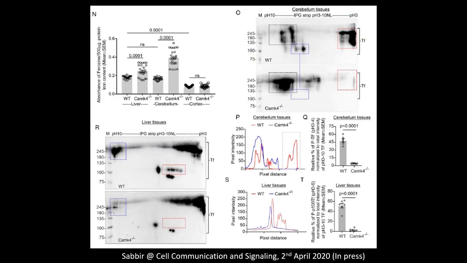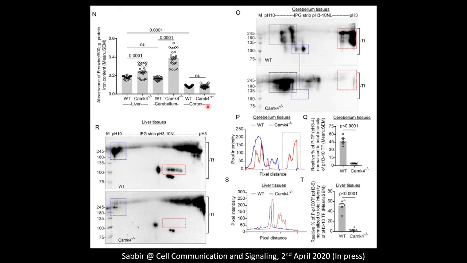Next, the iron content was measured using snap-frozen mouse tissues. It was found that the iron content in the cerebellum and liver of CAMK4 knockout mouse was significantly higher compared to the wild type mouse, whereas the iron content in the cortical tissues exhibited no significant difference. The altered iron content matched the altered transferrin and transferrin receptor content in the corresponding tissues in CAMK4 knockout mouse.